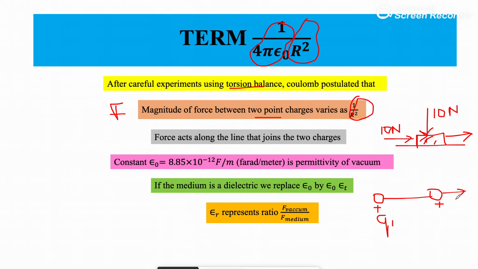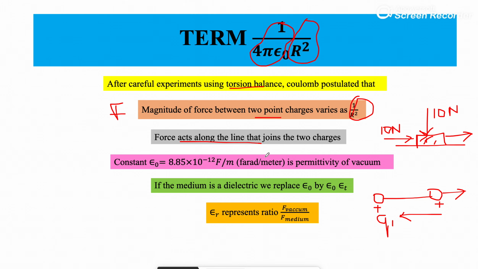If it was an electron, it will get attracted along the same line. So if it was a negatively charged particle, it would be attracted along the same line as the source charge. So Coulomb's law actually consists of two sub-laws, in the sense that the magnitude of force varies with 1 by r square. That is the first part of the statement, and the second part is that the force acts along the line that joins the two charges.